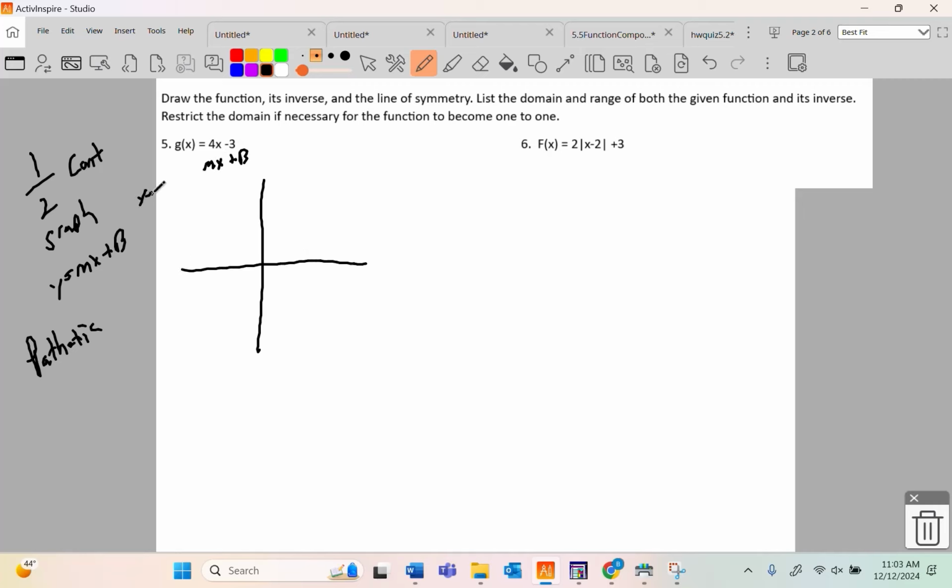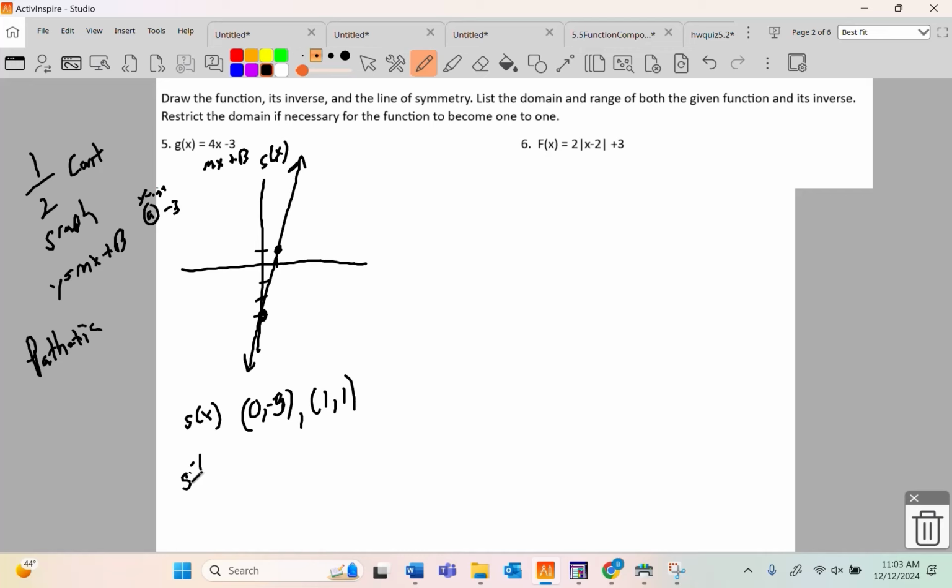You have a y-intercept at -3, 1, 2, 3, and your slope is to rise 4 and run 1. So there is the original function. This is g of x. And g of x had the points (0, -3) and it had the point (1, 1).